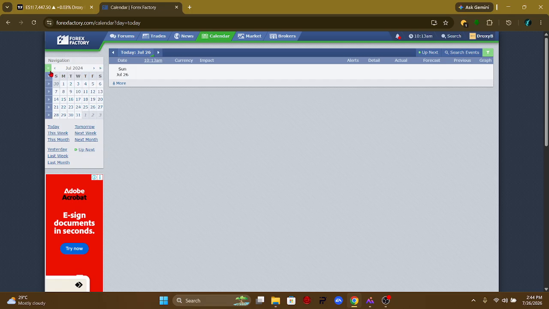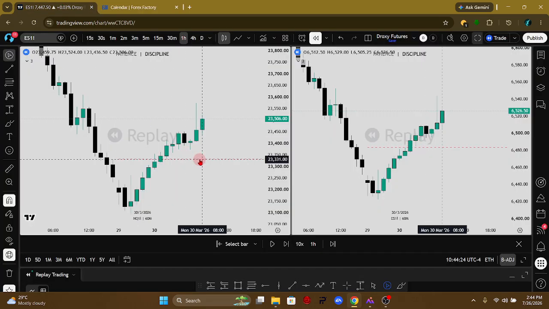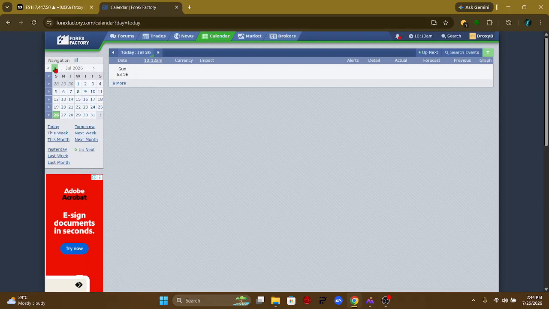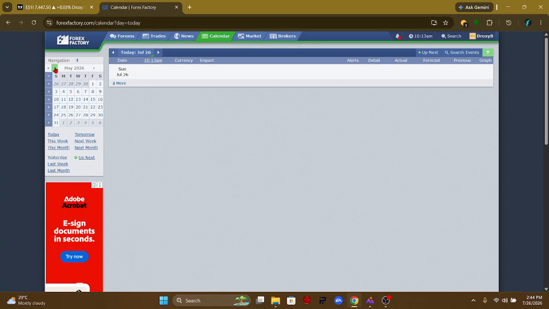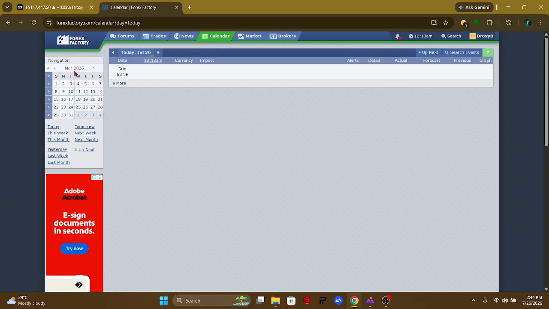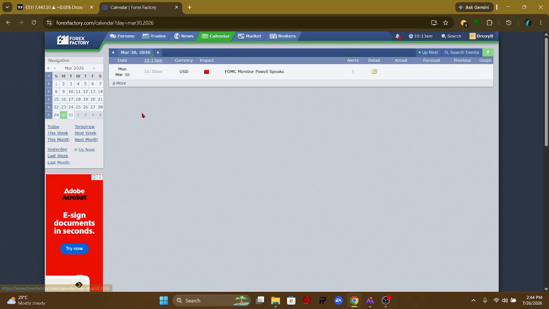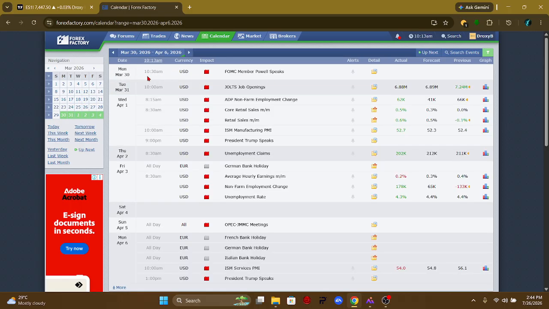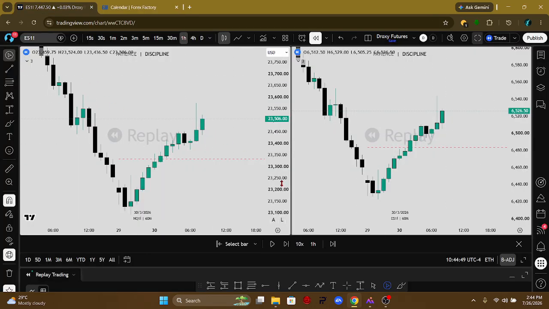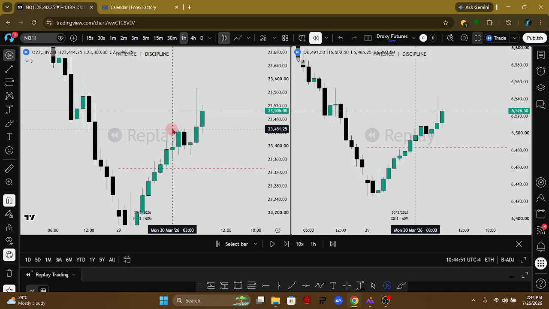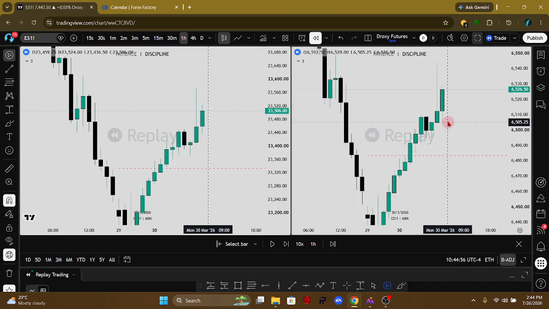So let's go to March 2026. Monday the 30th of March. Powell was speaking around 10:30. So we would want to be trading either after 10:30, or exit our trades before 10:30.